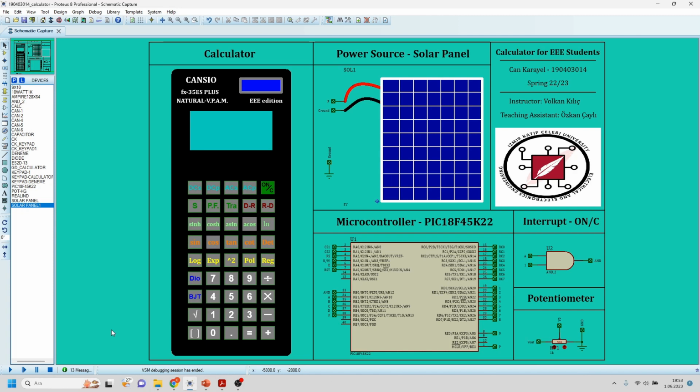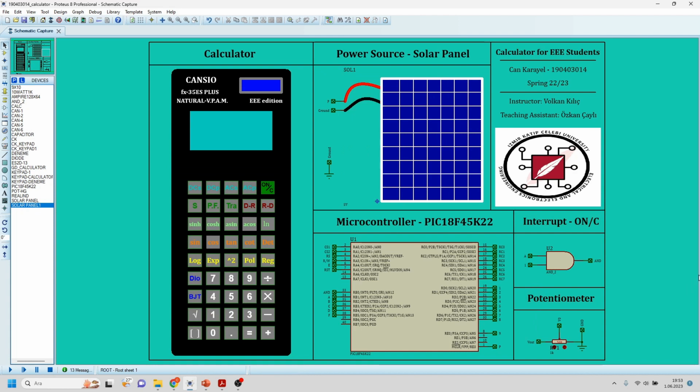The main goal of my project was to design a calculator to perform various mathematical functions and circuit analysis operations commonly used by electrical and electronics engineering students. While working on my project, I used MikroC software to code the calculator's functions and Proteus software to observe and control the output of the code I wrote. Before starting the demo, I would like to present you my circuit schematic.